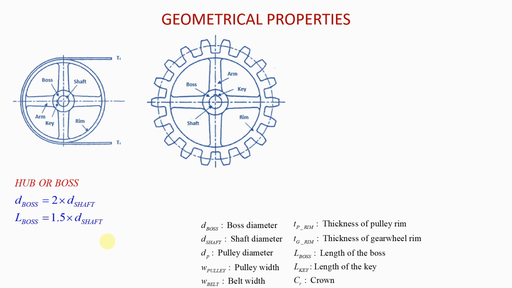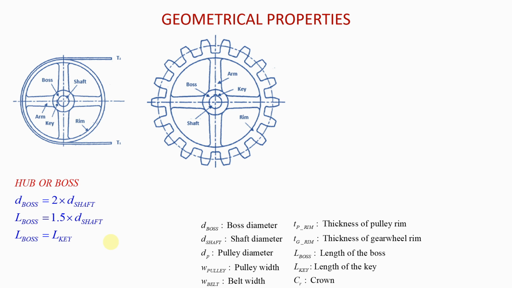Now the length of the boss cannot be seen in this picture here, okay? And the reason for that is because it runs into the page. It's the length that runs into the page. And as you can imagine, the length of the boss will have to be equal to the length of the key, because the key is a cut that is made in the boss, okay? So it runs through the length of the boss, and therefore the length of the boss must be also equal to the length of the key.